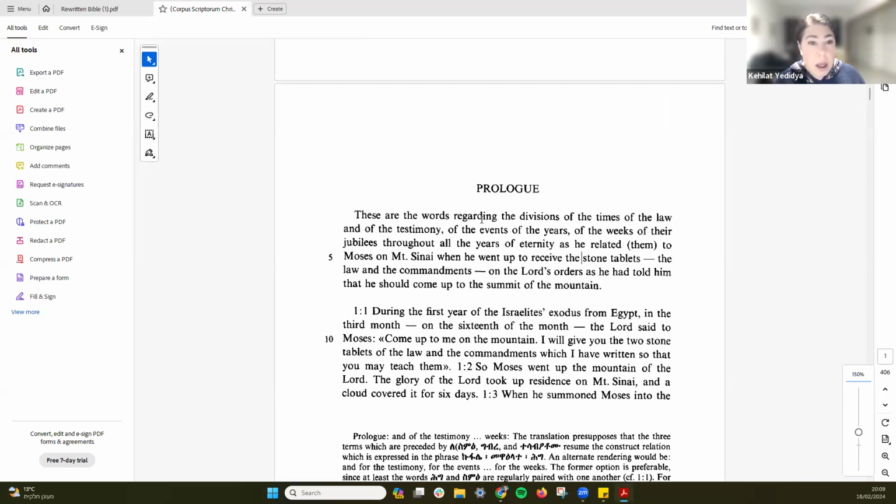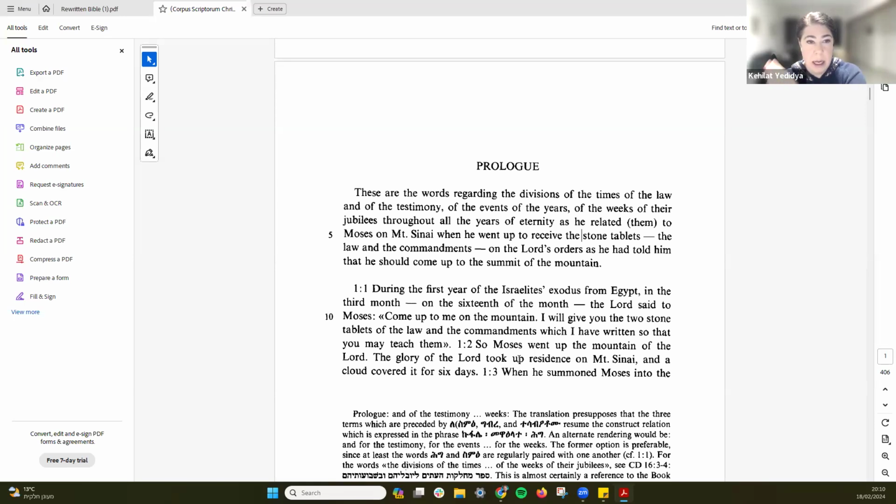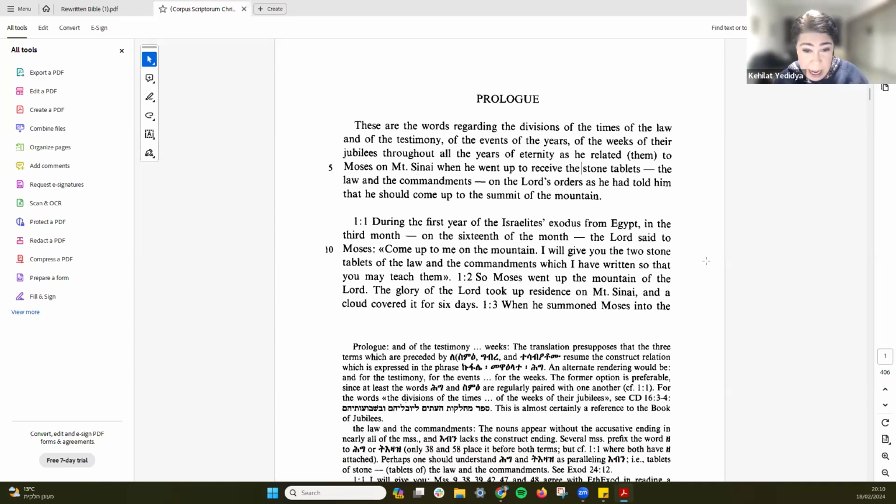Okay, so this is the prologue of the book of Jubilees. These are the words regarding the divisions of the times of the law and of the testimony, of the events of the years, of the weeks of their jubilees throughout all the years of eternity, as he related them to Moses on Mount Sinai, when he went up to receive the stone tablets, the law and the commandments on the Lord's orders, as he had told him that he should come up to the summit of the mountain. Wordy, as is typical for Second Temple literature. But what it's saying is, these are the words that Moshe got on Mount Sinai, besides when he went up to receive the laws and the commandments, he got these.